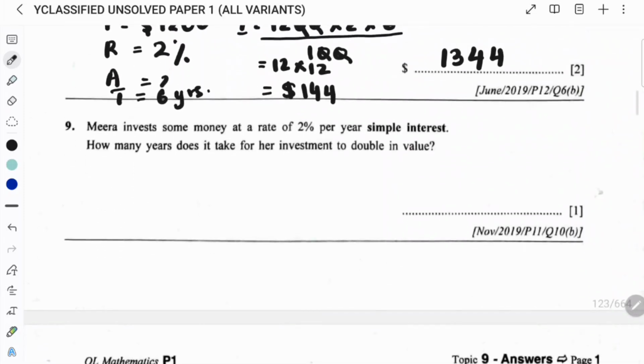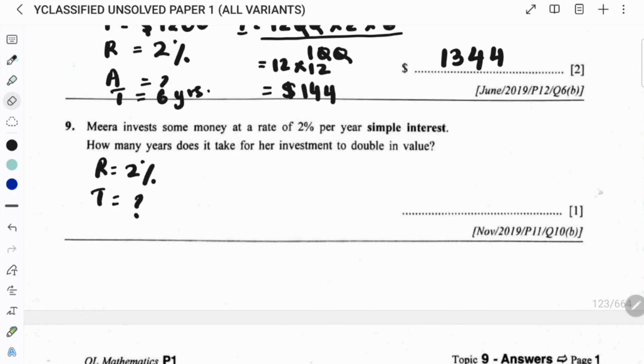Okay. Question number 9. In question number 9, Mira invests some money at the rate of 2% per year, simple interest. Again, simple interest questions. How many years are required to take her investment to double in value? So we are going to understand that the interest and the principal will be the same. Because if I'm going to deposit 100, for example the principal is 100 and then your interest will also be 100, then your amount will be double. So it means that your principal and interest will be the same in this question.